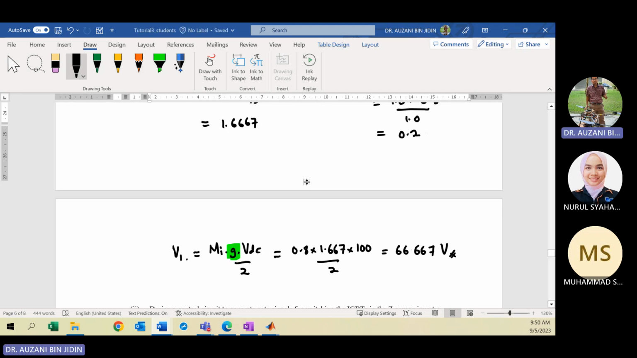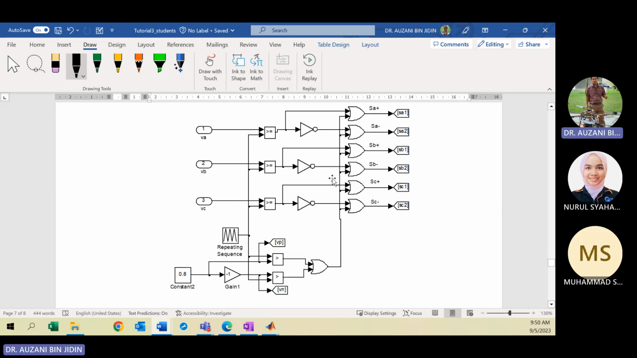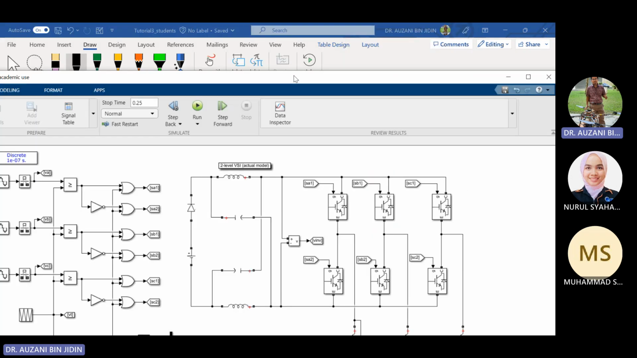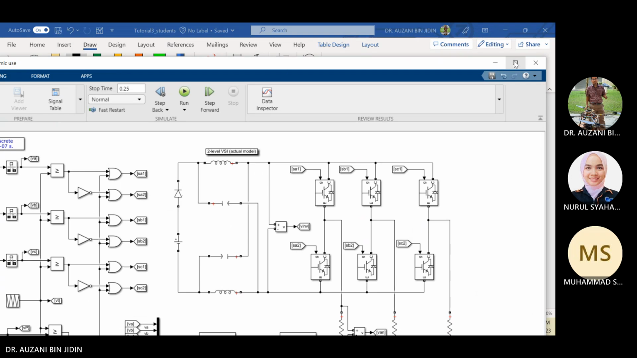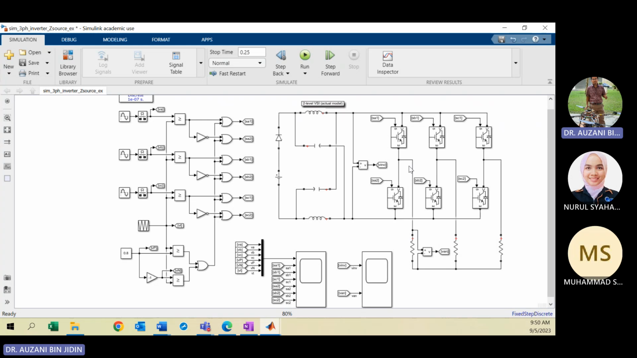Okay, then part C, you need to construct the circuit. So I just copy from Simulink MATLAB. This is for question number 1. Let me demonstrate, after then we can finish. So here is the simulation, and you can notice here is the Z source.